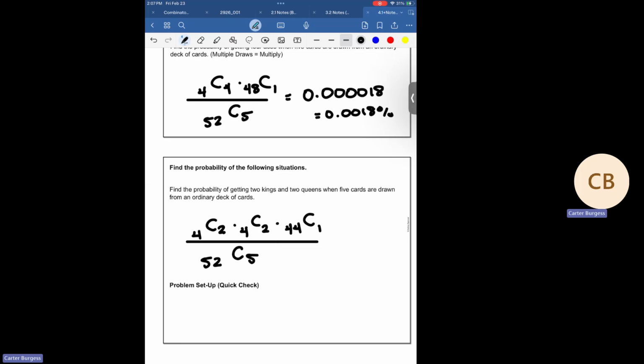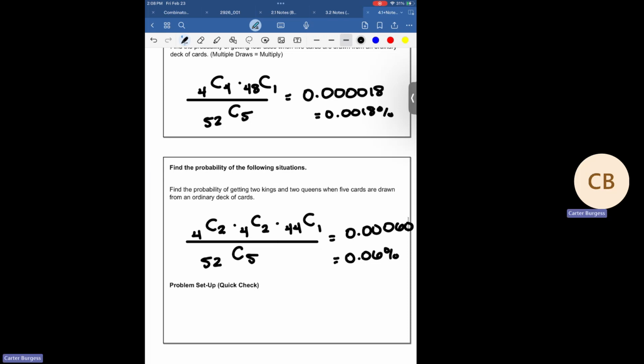Good. Works itself out to be 0.00060, something like that, or 61 or something like that, or 0.06%. All right, questions here.